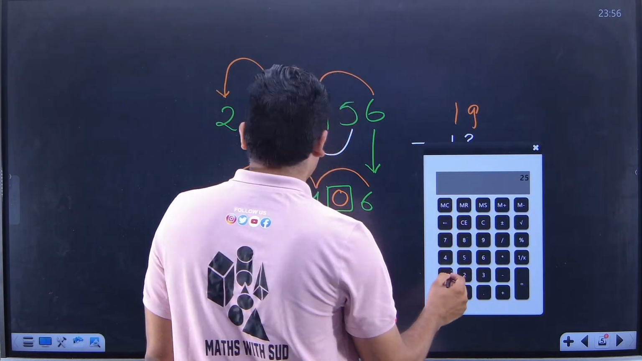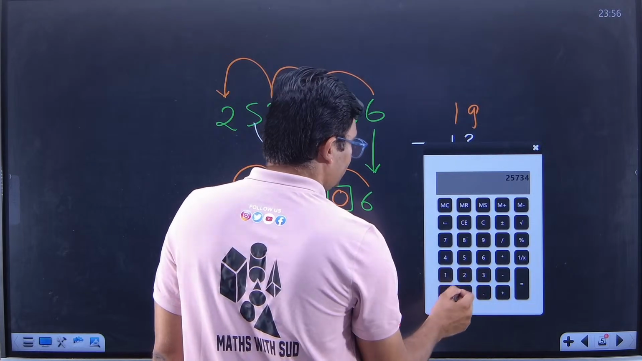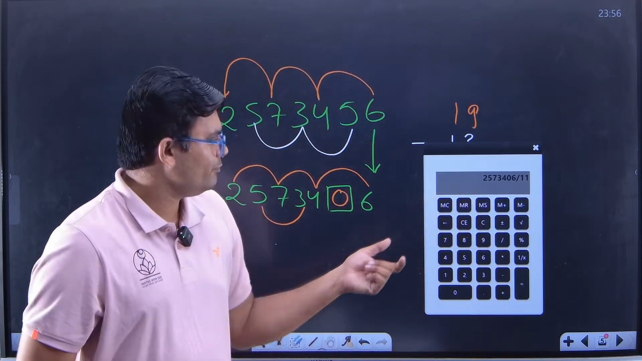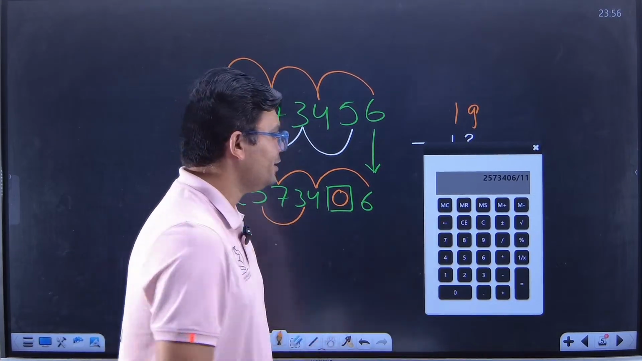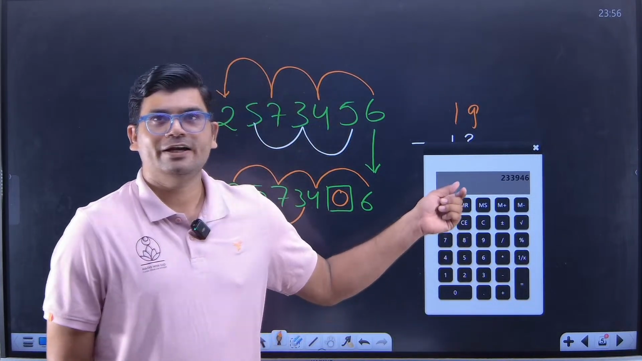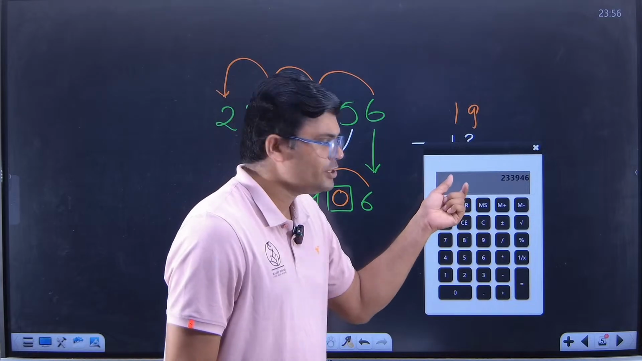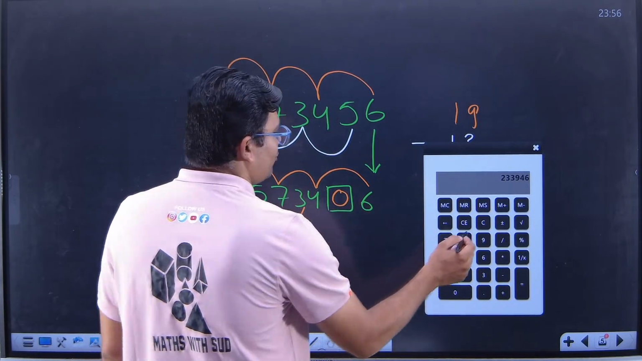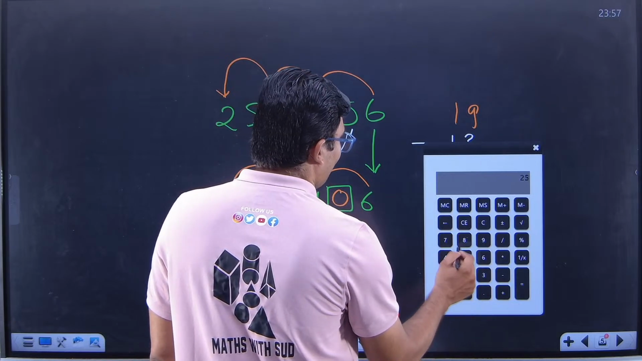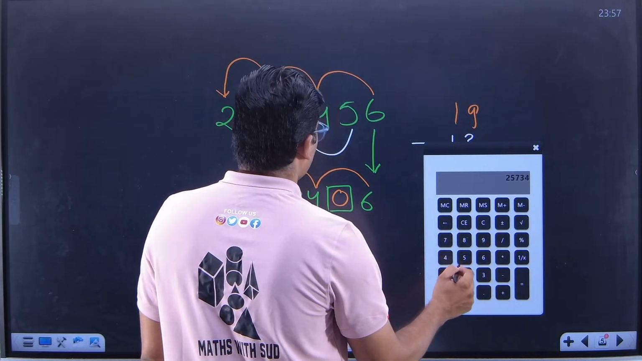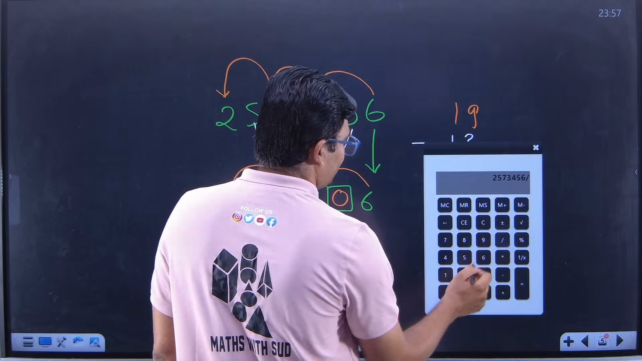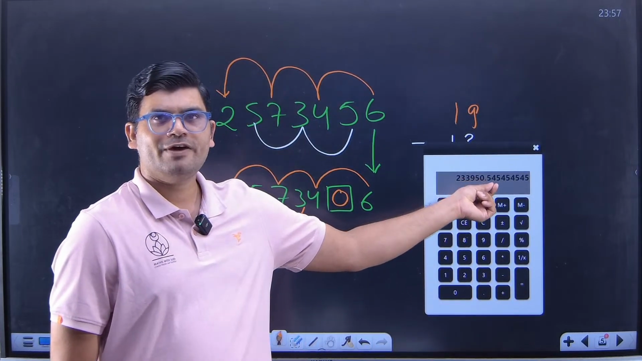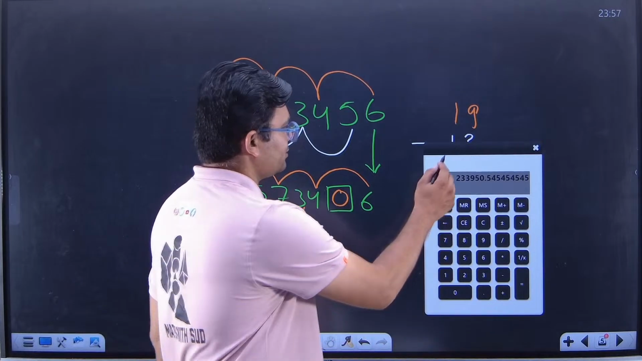2573406 divided by 11. If I do, and if you get a number which is not a decimal number, then we will say it is exactly divisible, and you will find it is exactly divisible. So the answer is 2333946. See, but if I change this number to 2573456, you see this won't be divisible by 11 because the decimal is coming. You can see decimal 545454, it keeps on coming like this.